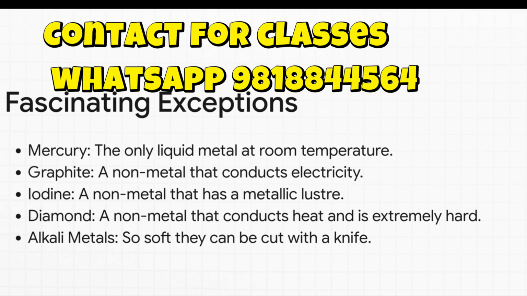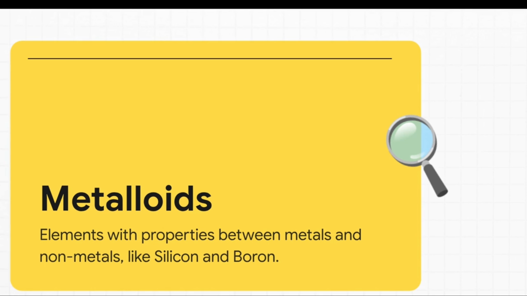Even the rule about metals being hard gets smashed by things like sodium, which are so soft you can cut them with a knife. These rule breakers are what make chemistry so much fun. And then you've got a whole third group that kind of lives on the border between these two kingdoms, the metalloids. These are elements like silicon and boron, and you'll find them right along this staircase line on the periodic table. They've got a mix of properties from both sides.